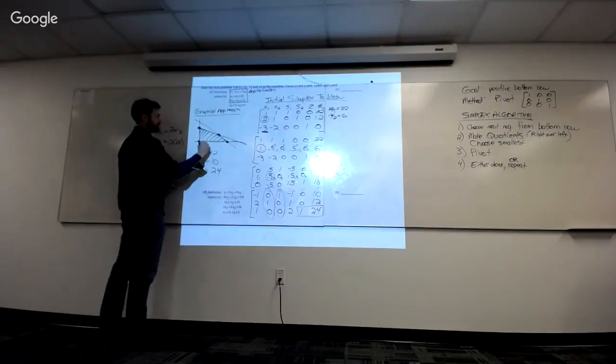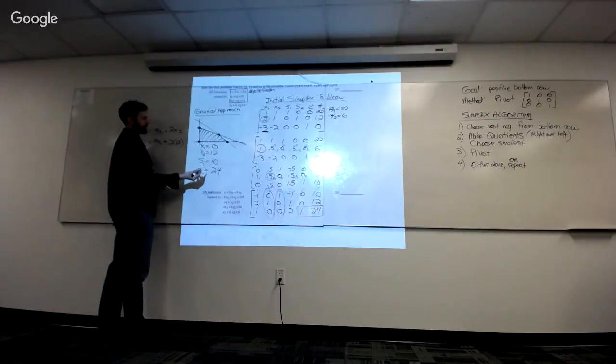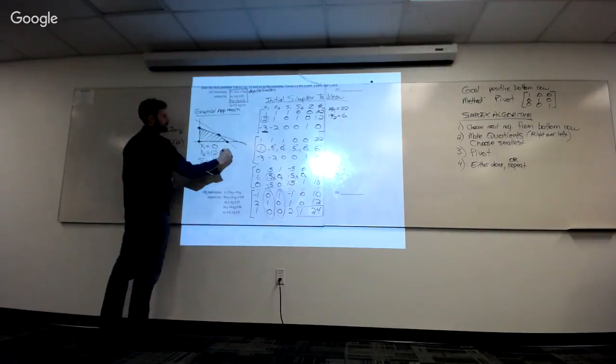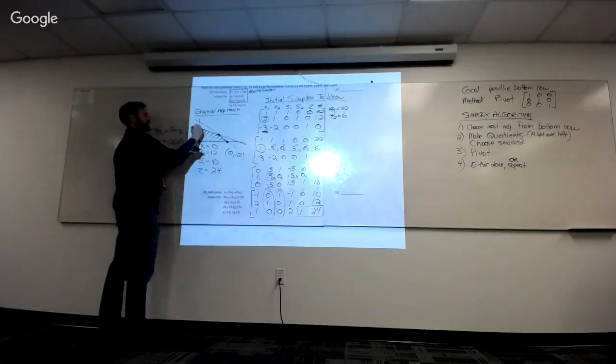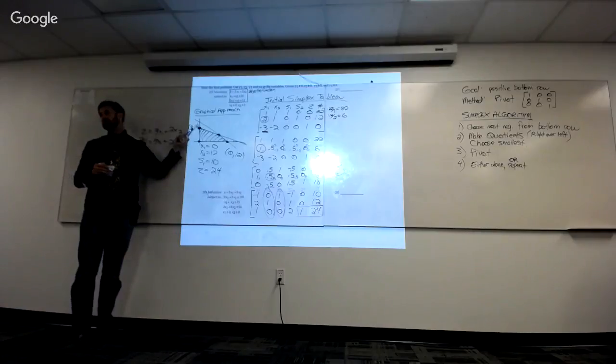So our solution is x1 is 0, x2 is 12, and what coordinate is that? That's the coordinate (0, 12), which was this corner point. So apparently that was the corner point that would have produced the maximum value of the z function.